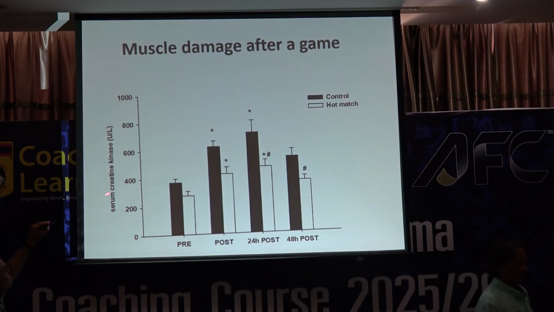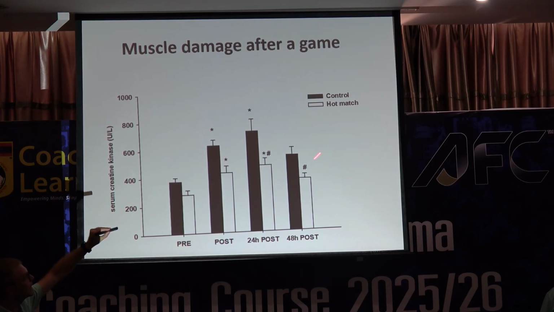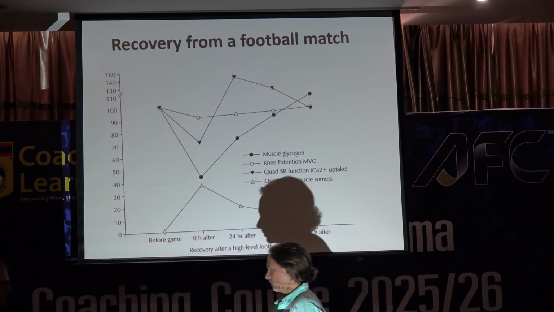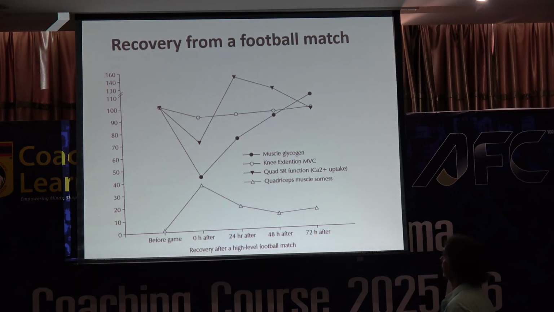Creatine kinase in the blood is still high 24 hours and 48 hours after the game. And if we look at how different parameters recover from the game, the red one down here, this one: muscle glycogen, which is the storage of carbohydrates or sugar in the muscle.